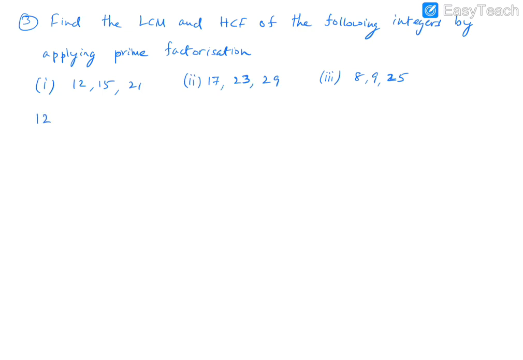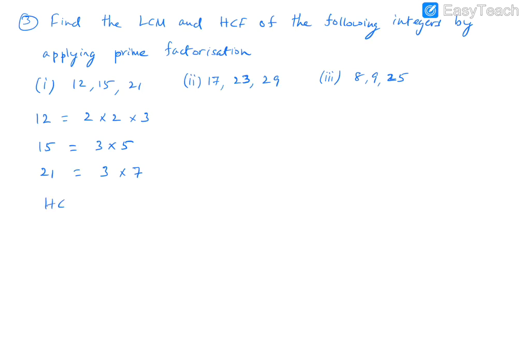So again, for 12, the prime factor representation is 2 into 2 into 3. So that's 2 into 2, 4, into 3, 12. For 15, it is simply going to be 3 into 5. And for 21, we'll have 3 into 7 is 21, right? So these are the prime factor product representations of these three numbers.